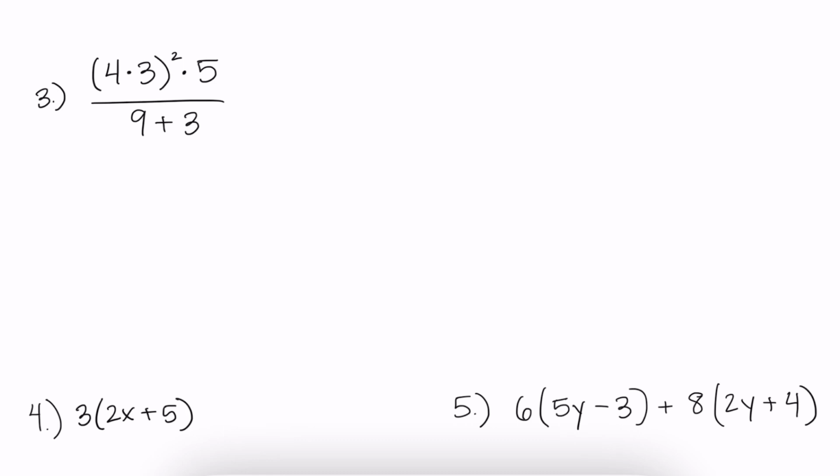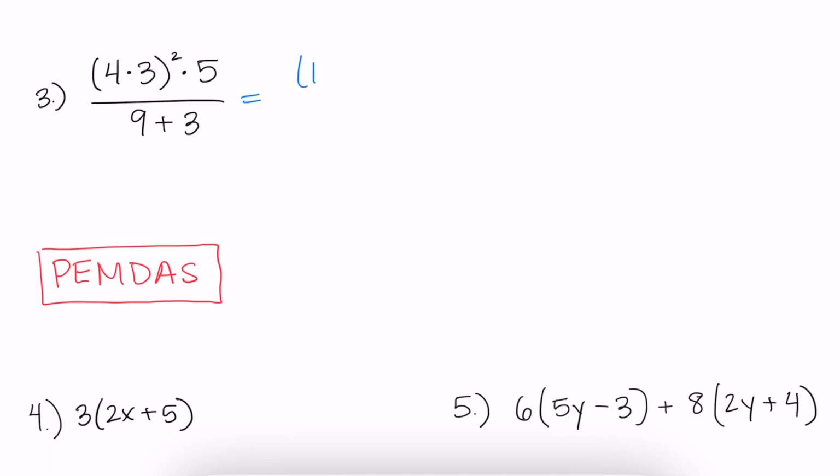Problem 3 has to do with order of operations. If you remember, there's a very simple acronym that may help you remember: PEMDAS. Parentheses, then exponents, then multiplication, then division, then addition, then subtraction. So the first thing I see here is these parentheses with 4 times 3 inside of them. So I'm going to go ahead and evaluate that. That is 12, and squared times 5 is still there, all over.